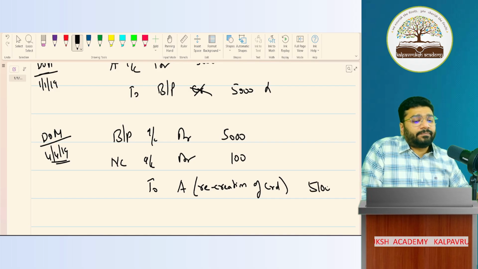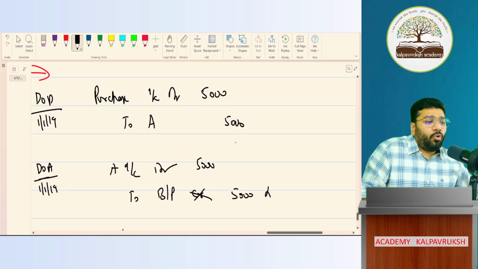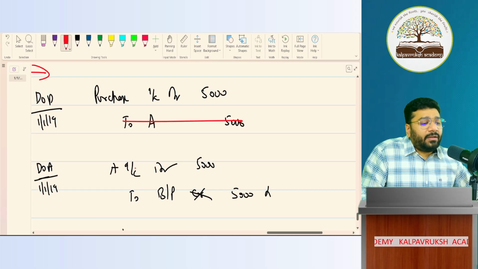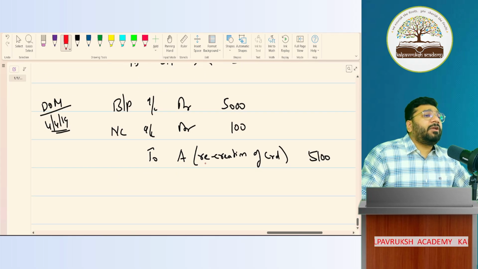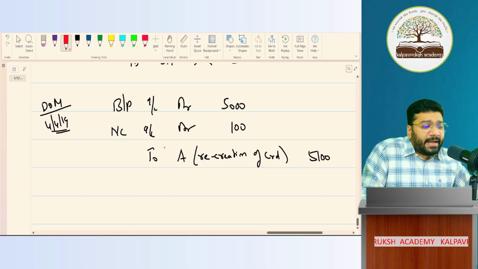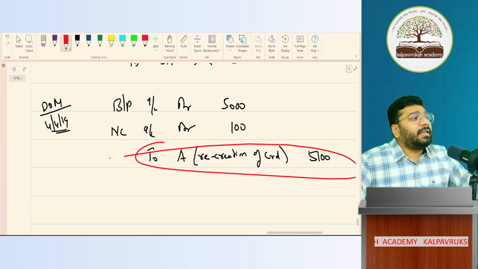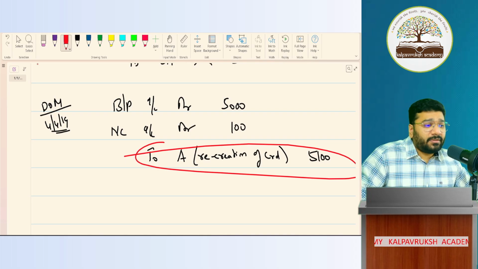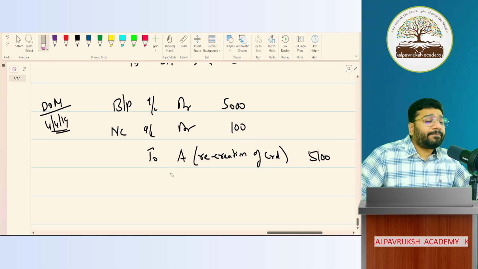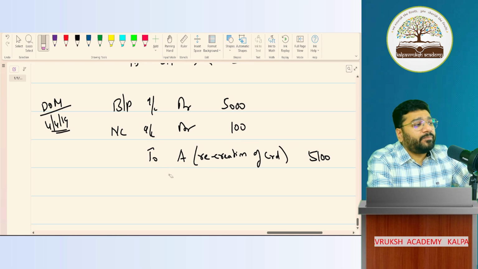Any problem? So A account you opened here and closed in the second entry. Since the bill payable is not honored on the date of maturity, upon dishonour you have to recreate A. So now the ledger balance of A is how much? 5,100. Debit balance or credit balance? Debit or credit balance? Debit balance or credit balance?